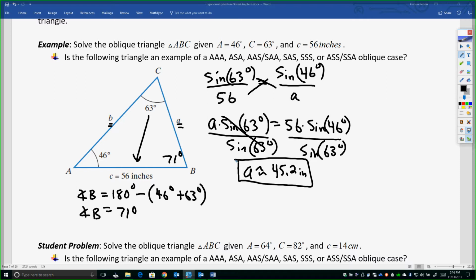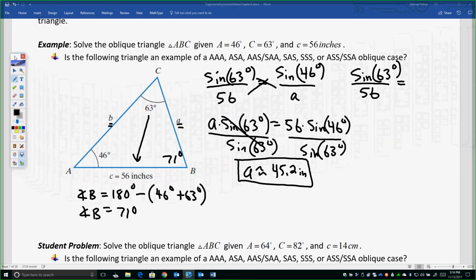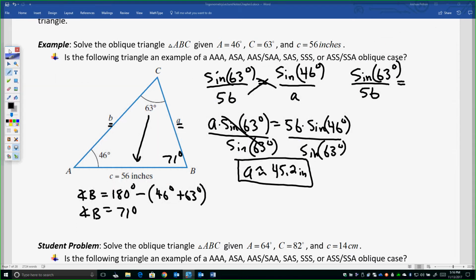Again, the only ratio we know is the ratio for C, which is the sine of 63 over 56. You should not use the answer you just found for A, because that is an approximation, right? It is not an equals. You don't want to use an approximation to find another measurement because it'll be way off.